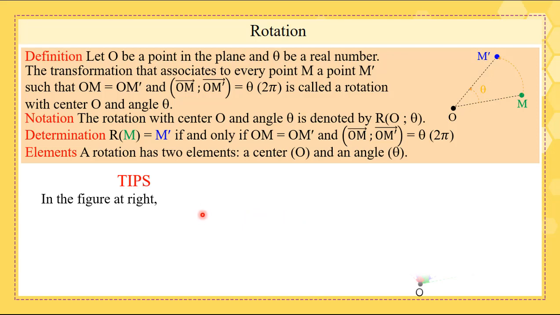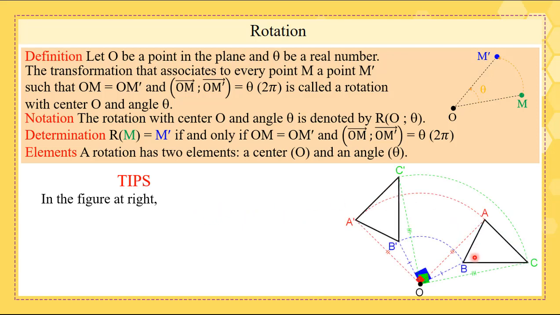Now in the figure at right, here we have two triangles, ABC and A prime B prime C prime, and we have a point O. Here we can consider that OA is equal to OA prime and the angle between OA vector and OA prime vector is equal to plus pi over 2, since this angle is an oriented angle in an anticlockwise sense. So we can see that A prime is the image of A by a rotation R of center O and angle pi over 2. So we can write R of A is equal to A prime.